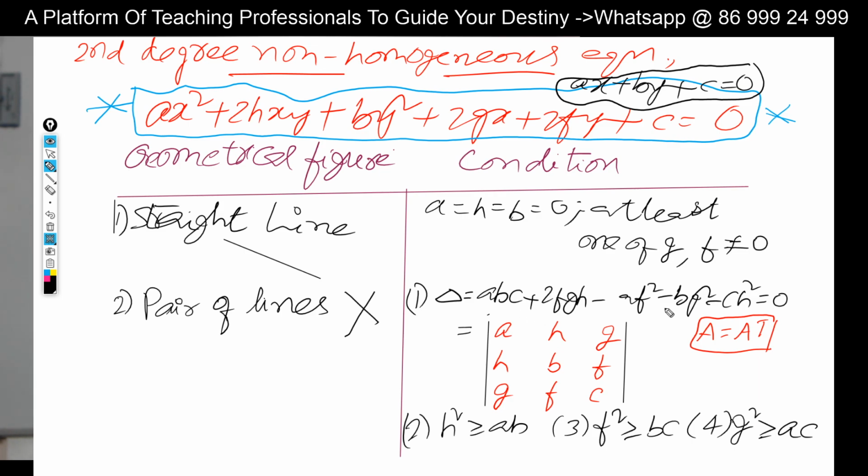Number one, delta equal to 0. Number two, h square greater than or equal to AB. Number three, f square greater than or equal to BC. Number four, g square greater than or equal to AC. All these four conditions must be satisfied. So I hope everyone remembers delta, because in all the further geometrical figures we are going to use this delta. What is delta? A handsome guy has beautiful fiancée gone for cinema, and A is equal to A transpose here: AHG, HBF, GFC. This is what you have to remember.